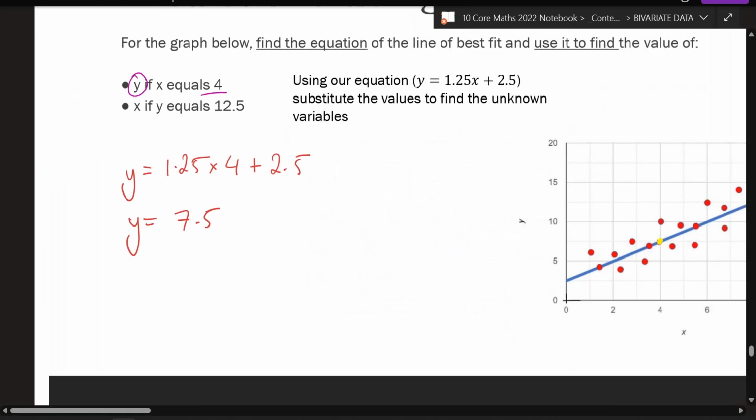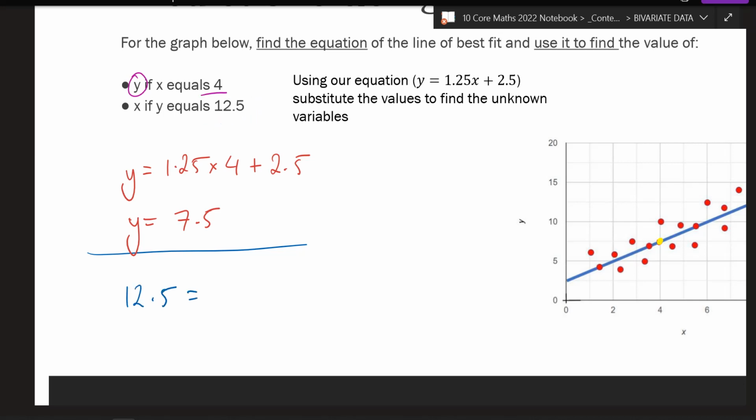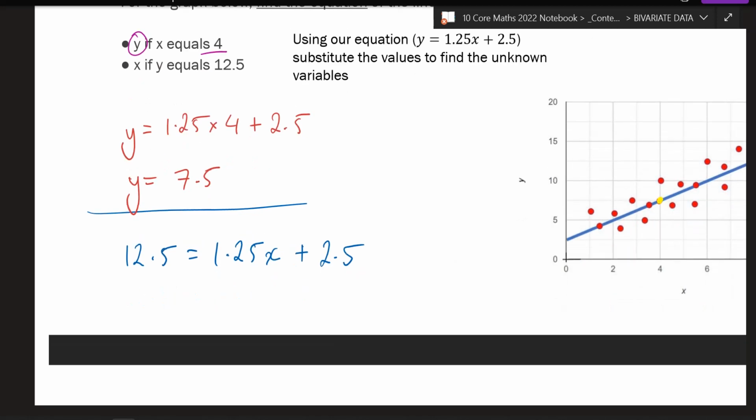According to this, what would x be if y is 12.5? So the other way now for the second equation. If y is 12.5, then 12.5 equals 1.25 times x plus 2.5. So now we're trying to find what x is in this regard. It's the same thing, you just have to solve it.